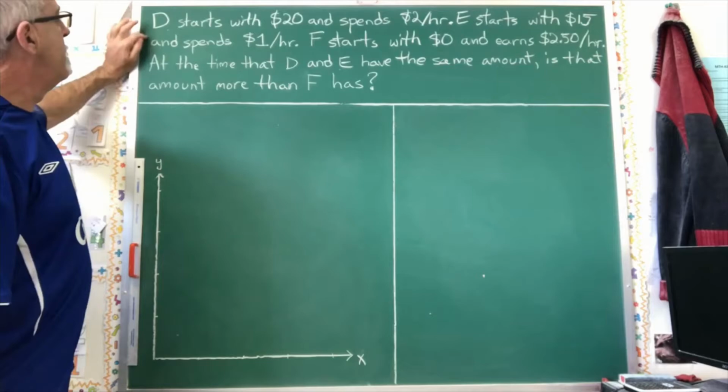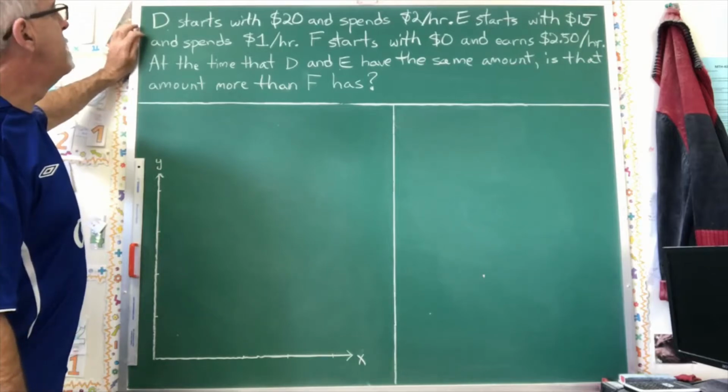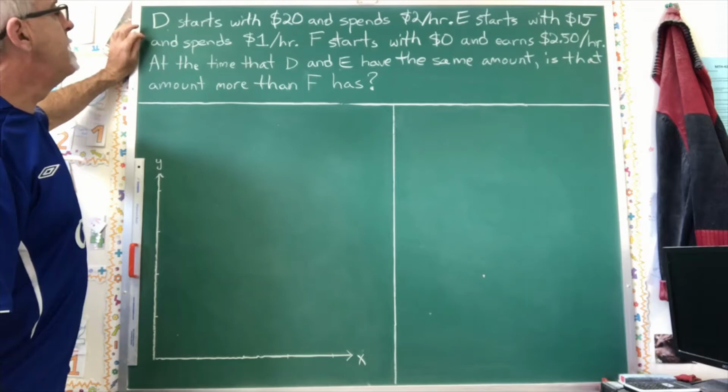We have D, who starts with $20 and spends $2 per hour. E starts with $15 and spends $1 per hour. F starts with $0 and earns $2.50 per hour. At the time that D and E have the same amount, is that amount more than F has?